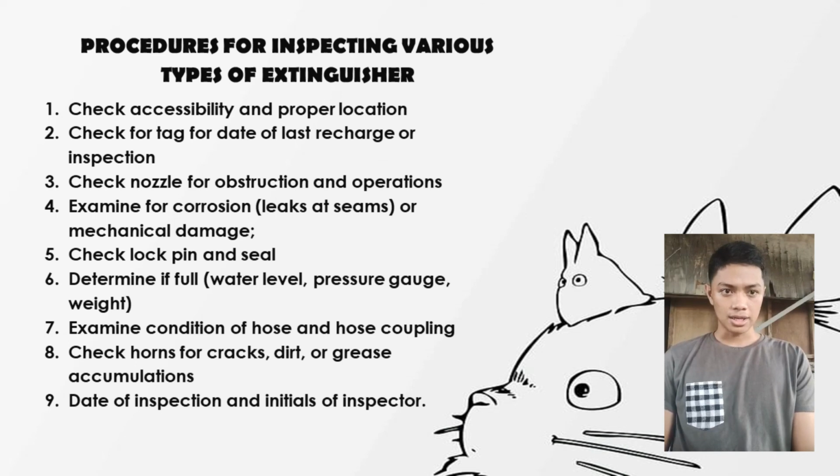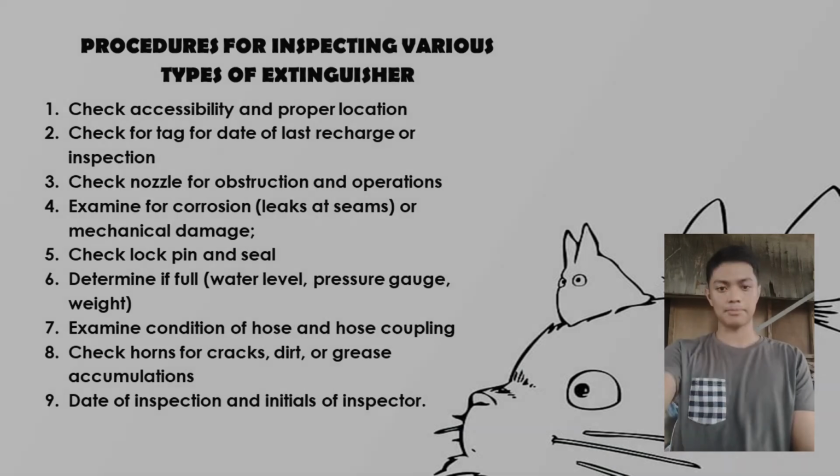Fifth, check lock pin and seal. Sixth, determine the full water level, pressure gauge, and weight. Seventh, examine condition of hose and hose coupling. Eighth, check horns for cracks, dirt, and grease accumulation. And lastly, check the date of inspection and initial of inspectors.